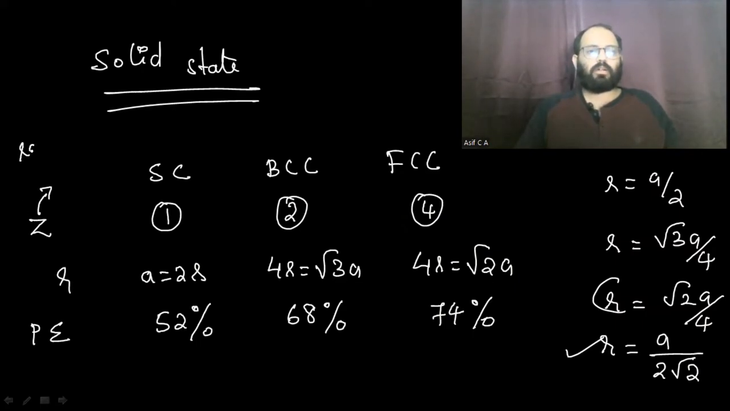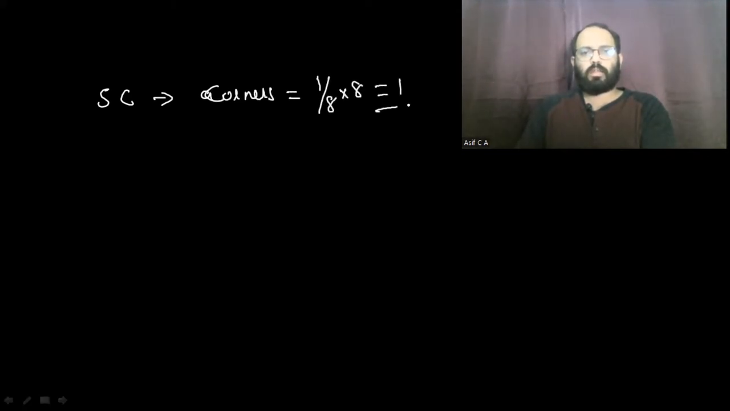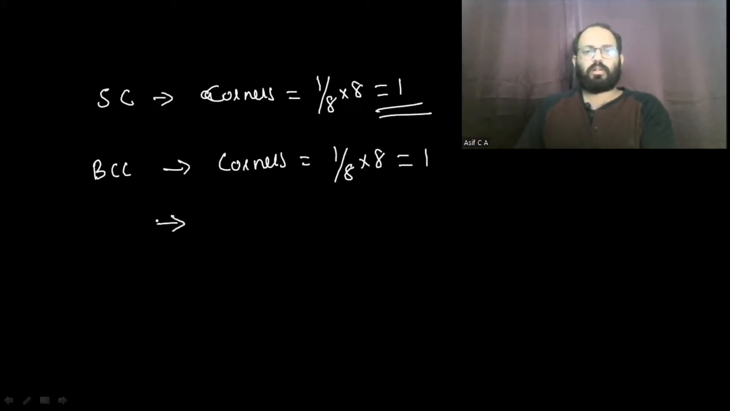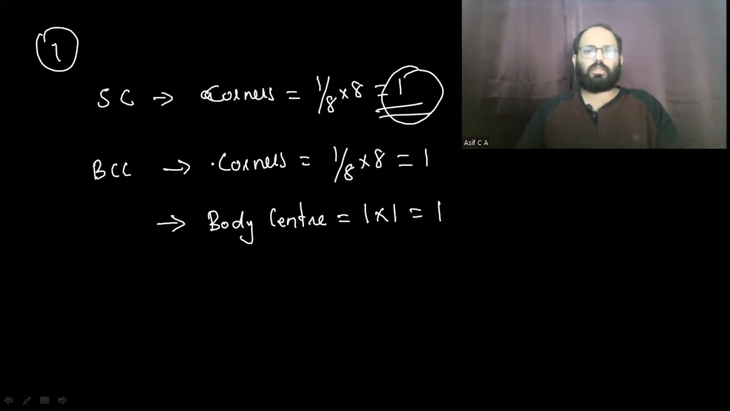Rank; this is the rank of the unit cell, or we say number of atoms per unit cell. Just remember, in simple cube, atoms will be at the corners. Only at the corners are there atoms, contribution 1/8 × 8 is 1. In body centered, atoms will be at the corners, contribution 1/8 × 8 is 1. There are 8 corners; if you can't imagine atoms at the corners, just leave it, you should know only this. In the body center there is one atom, contribution is full 1. So in simple cube the total number of atoms is 1. In body centered, 1 from the corners and 1 from the body center, so a total of 2.